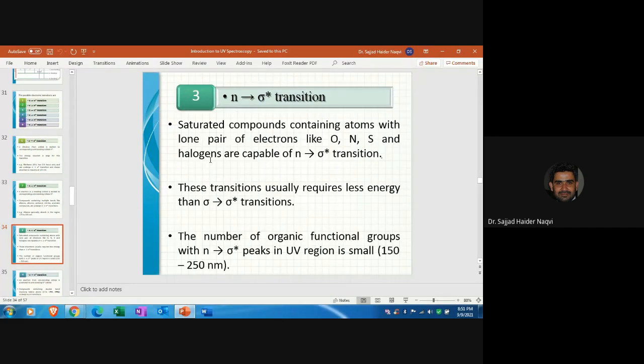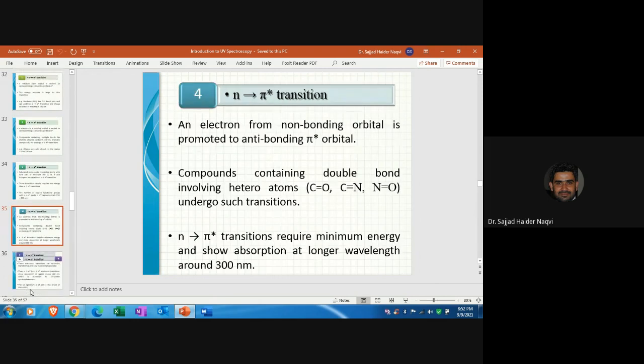These transitions usually require less energy because the difference of energy between these two transitions is less. The number of organic functional groups with this N to sigma star transition undergo their maximum absorption within the range of 150 to 250 nanometer. The fourth one is from non-bonding to pi star.